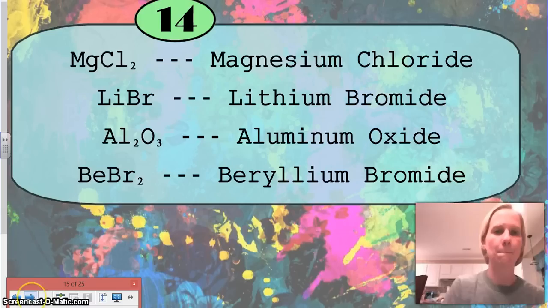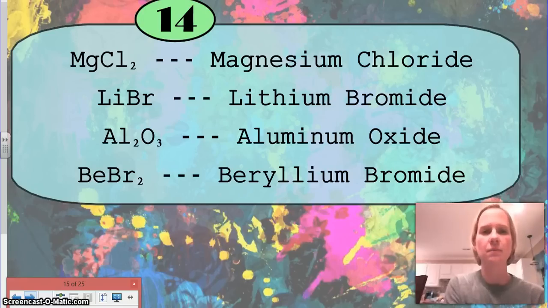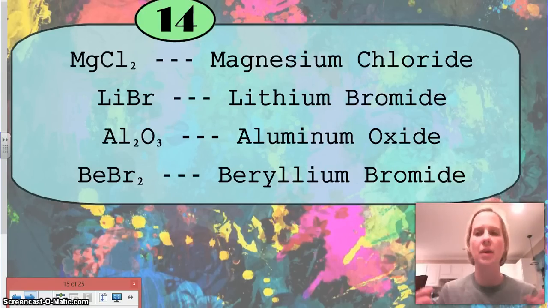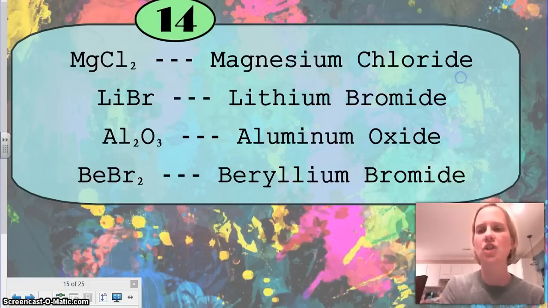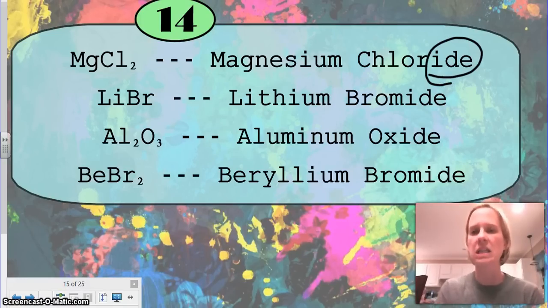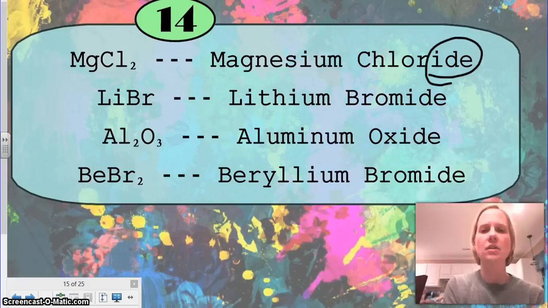Okay. Number 14 says, write the name of the following chemical formulas. So MgCl2: Mg is magnesium, and of course Cl is chlorine, but because it's a compound now, we have to remember to change that ending to -ide. So it becomes magnesium chloride. LiBr is lithium bromide. Al2O3 is aluminum oxide. And BeBr2 is beryllium bromide.